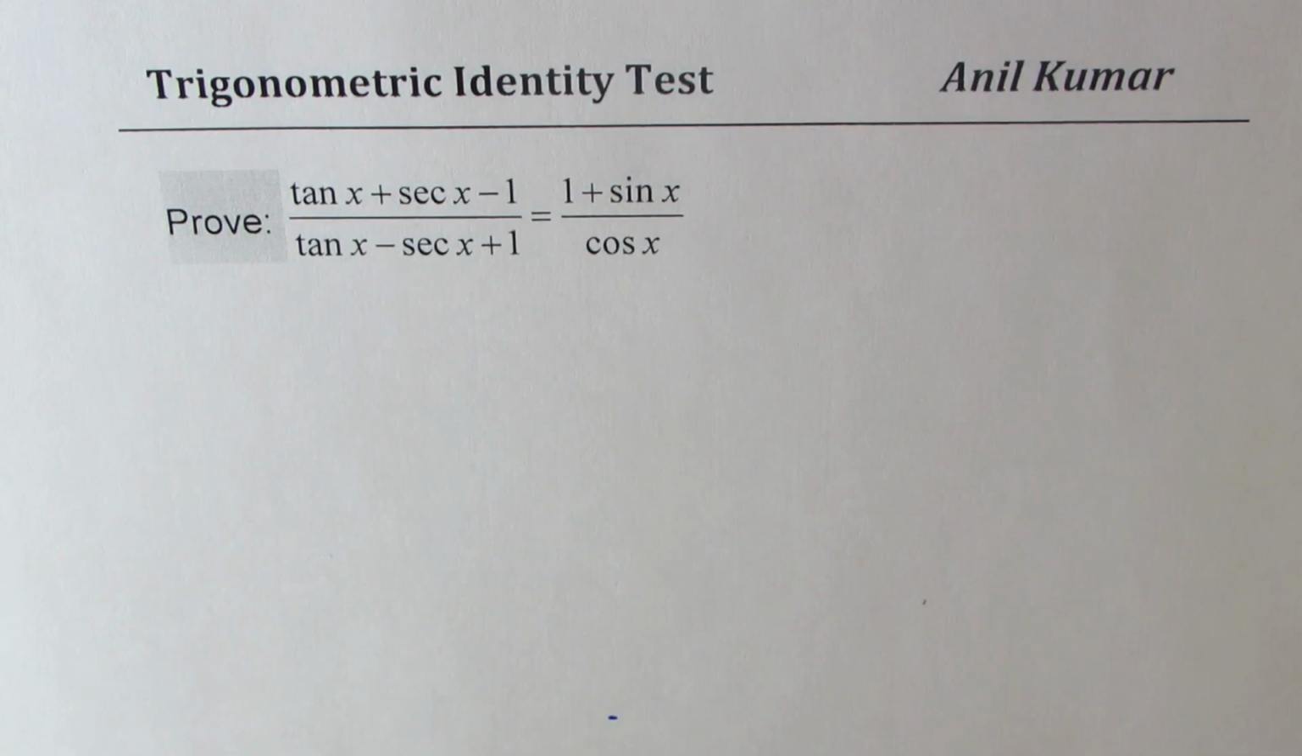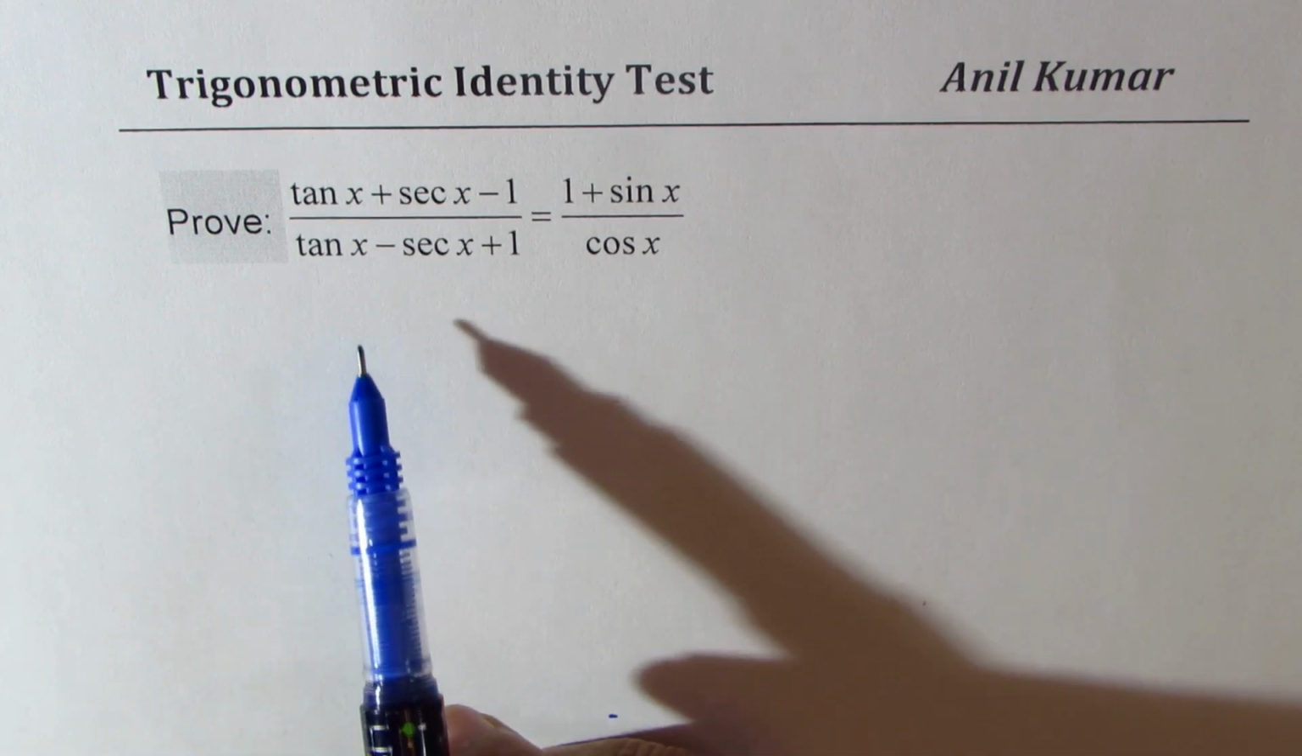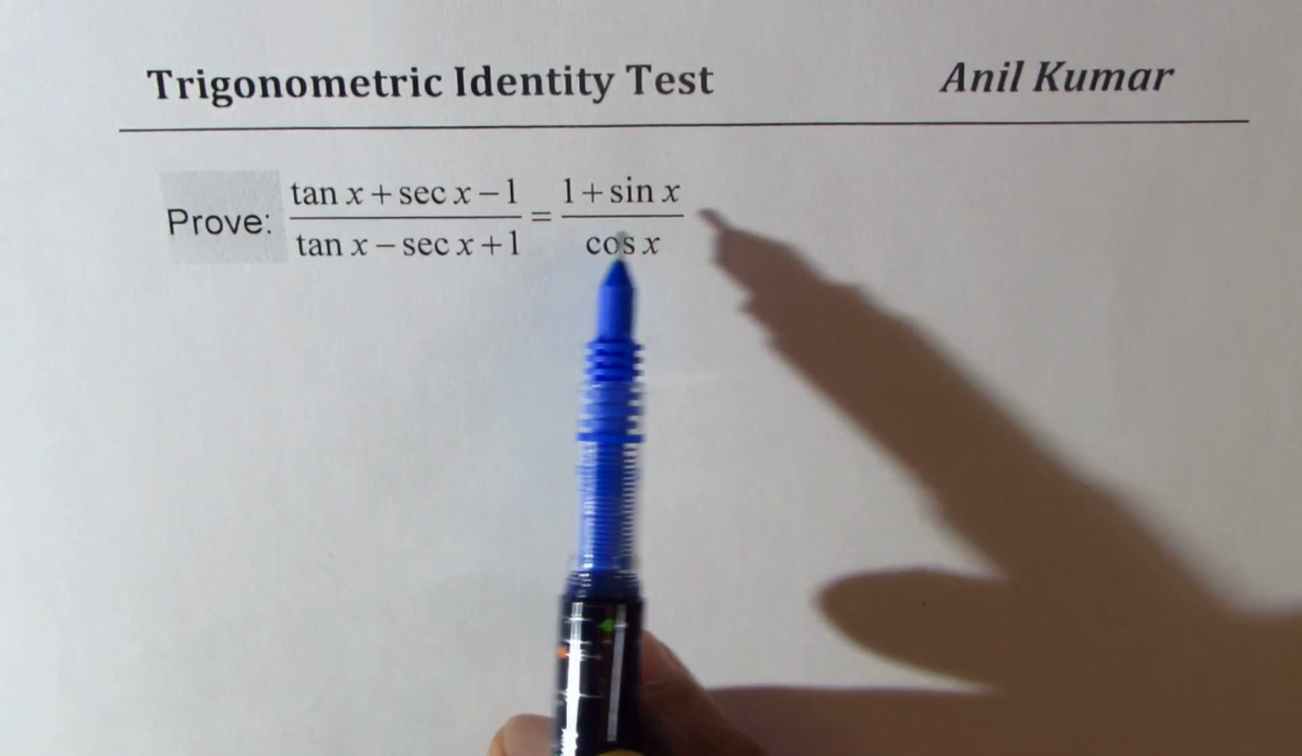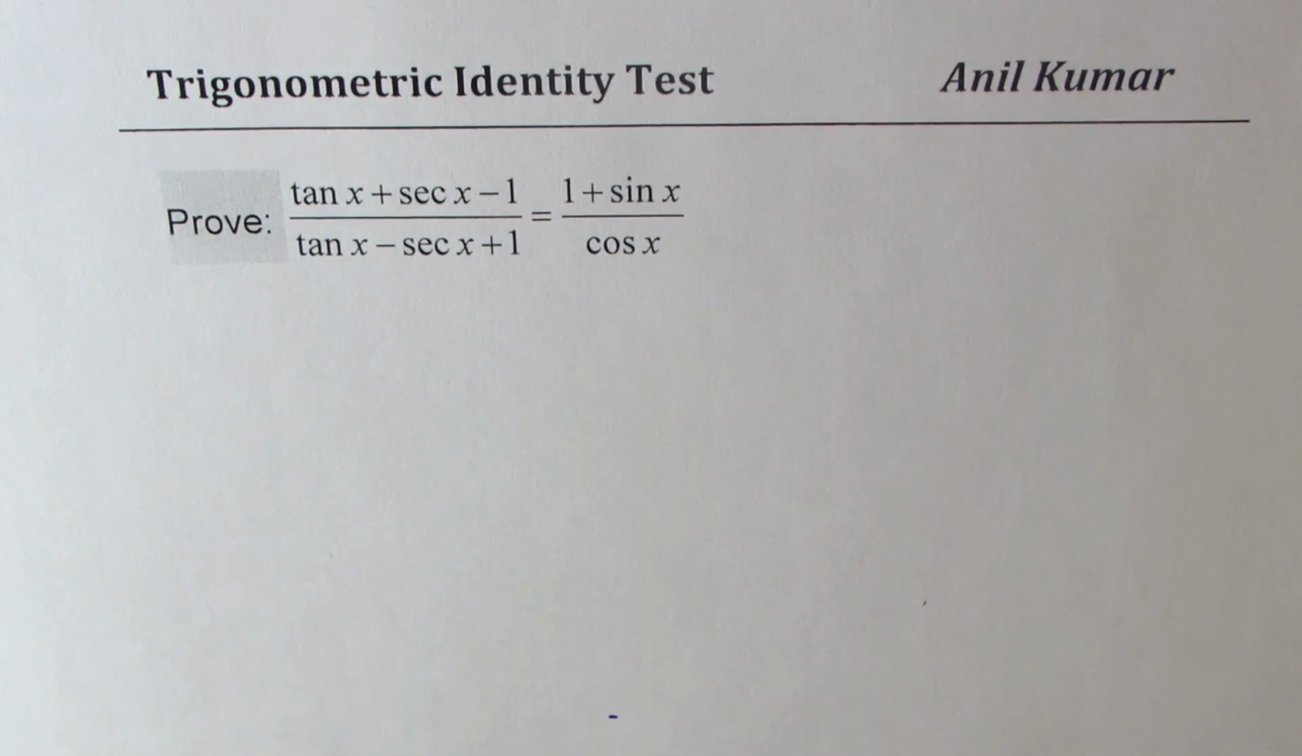I'm Anil Kumar sharing with you a previous test question on trigonometric identities. You need to prove (tan x + secant x - 1) divided by (tan x - secant x + 1) equals (1 + sin x) divided by cos x. You can always pause the video, answer the question, and then look into my suggestions.